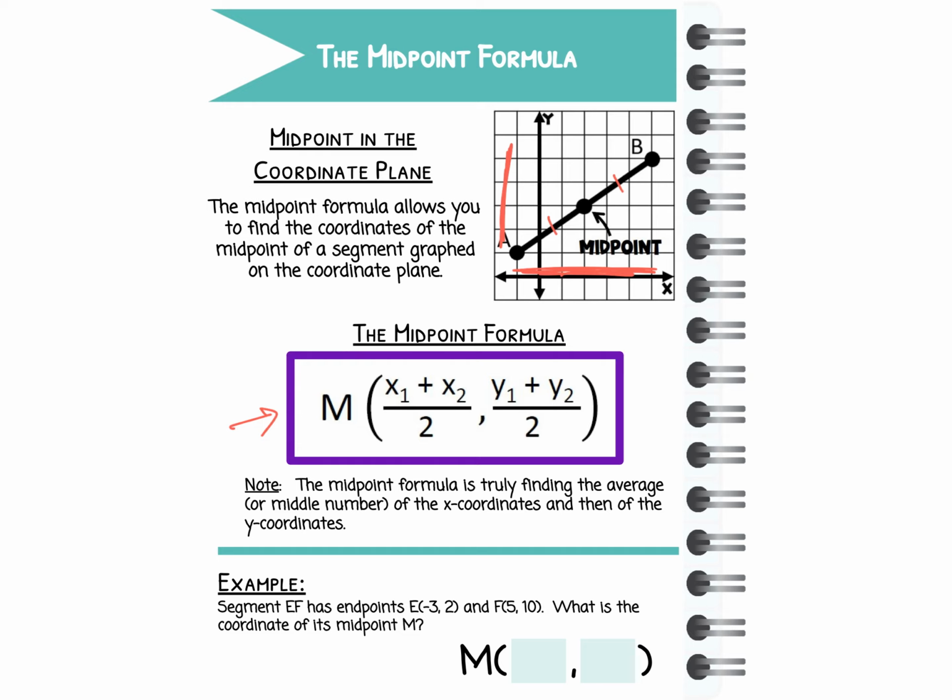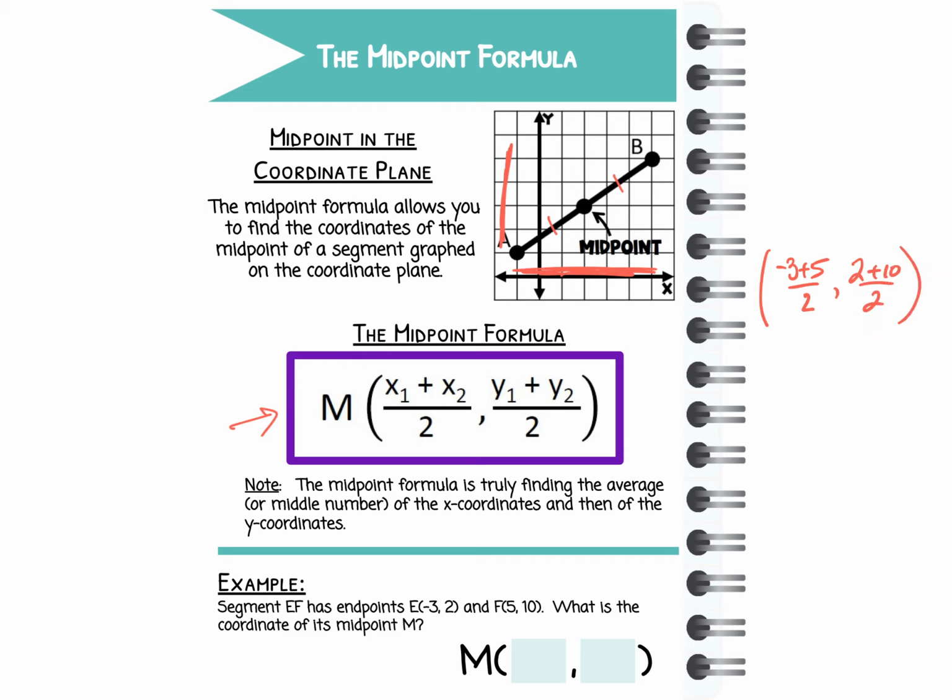All right, so I have an example down here. It says segment EF has endpoints (-3, 2) and (5, 10). So what's the coordinate of its midpoint? All right, so remember we're going to add our x's together. So I have -3 plus 5, divided by 2. Now I'm going to do it for my y coordinates. I have 2 plus 10 divided by 2.